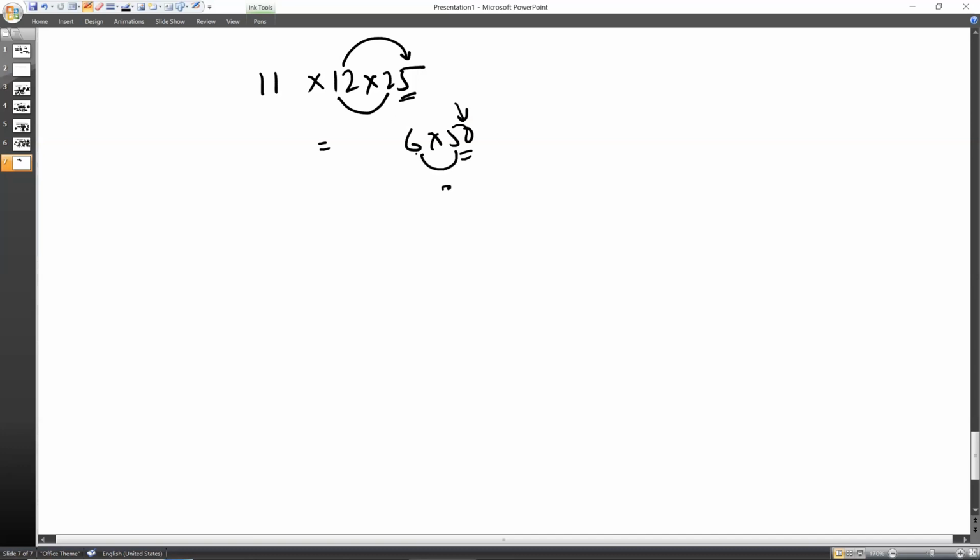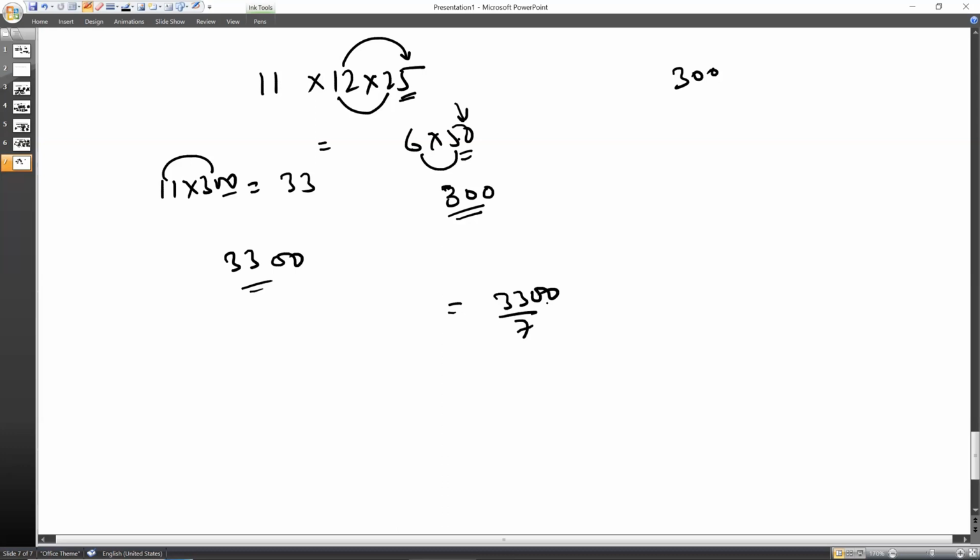Now multiply these two terms: 6 fives are 30, and one 0 extra, so it will be 300. Now 300 into 11 is very easy: 11 times 3 is 33, and you capture the two zeros in this way. So this will be 3300 upon 7 centimeter square. Got it? Yes, sir. Rima, you got this one? Yes, sir.